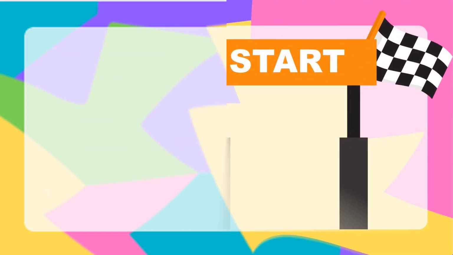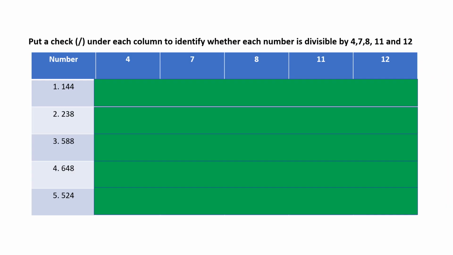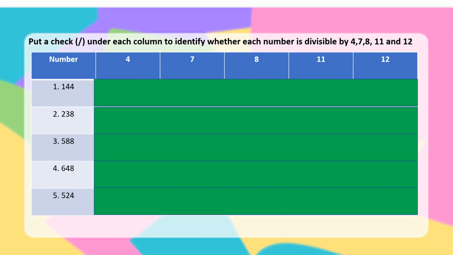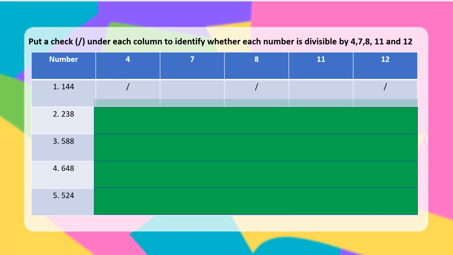Alright, let's proceed to our exercises by preparing your ball pens and paper. Let's begin. Okay, now let's try the given numbers if they are divisible by 4, 7, 8, 11, and 12 by placing a check mark. Okay, let's try number 1, 144. The last two digits are 44 and it can be divided by 4. So, it is divisible by 4.